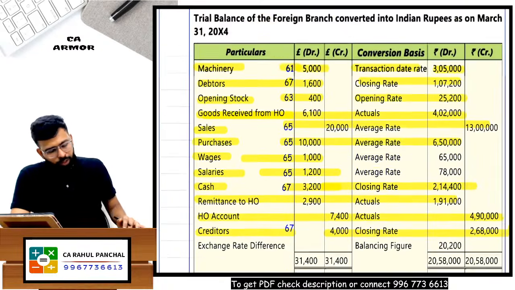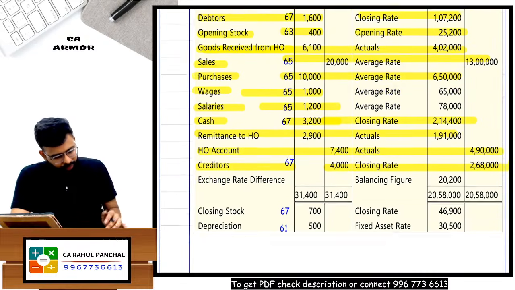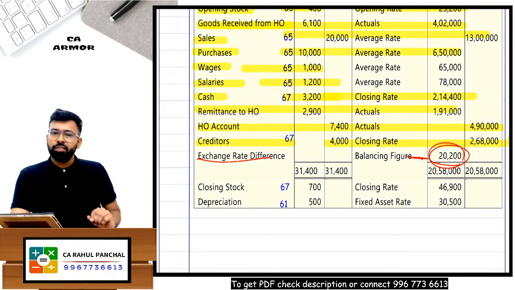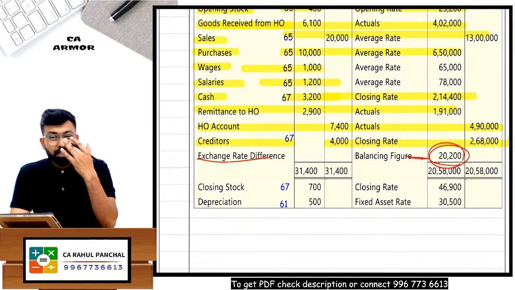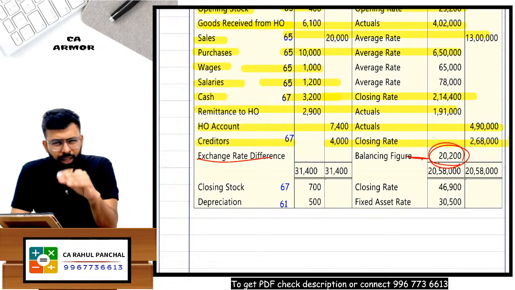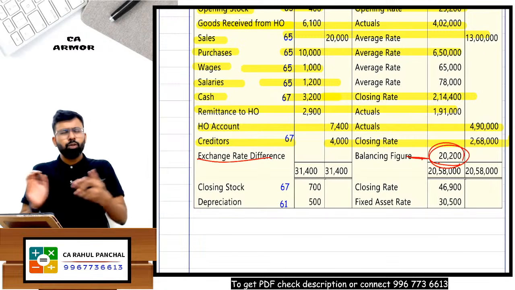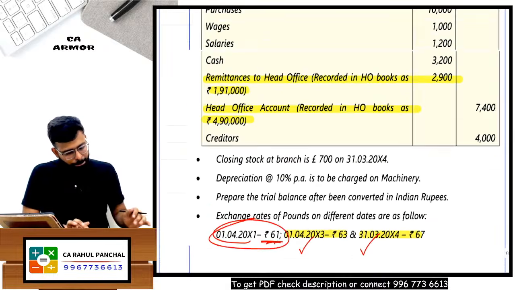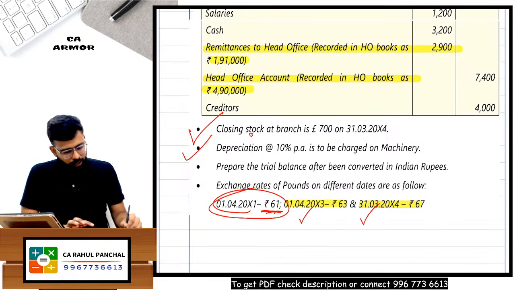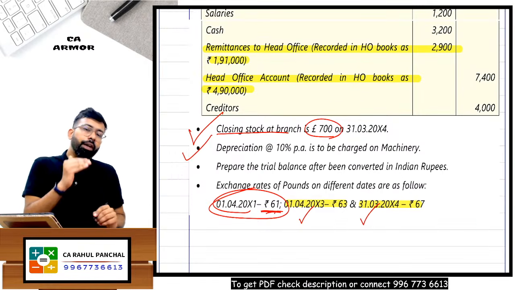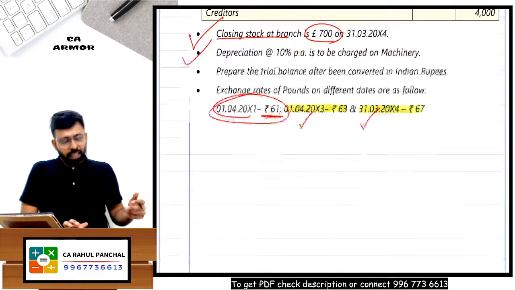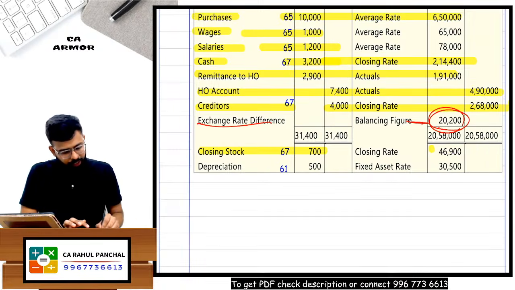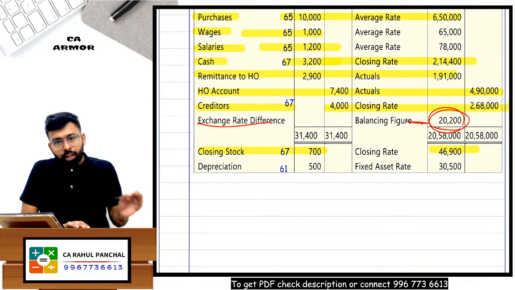Now after doing everything, between debtor and creditor, you will get one balancing figure. This is the exchange difference. Now it depends on whether it is an integral or non-integral branch; accordingly it can be transferred to P&L or the translation reserve. There are two more adjustments. Closing stock: at what value should it be recorded? Closing rate, so 700 into 67. Closing stock will be recorded at the closing rate.